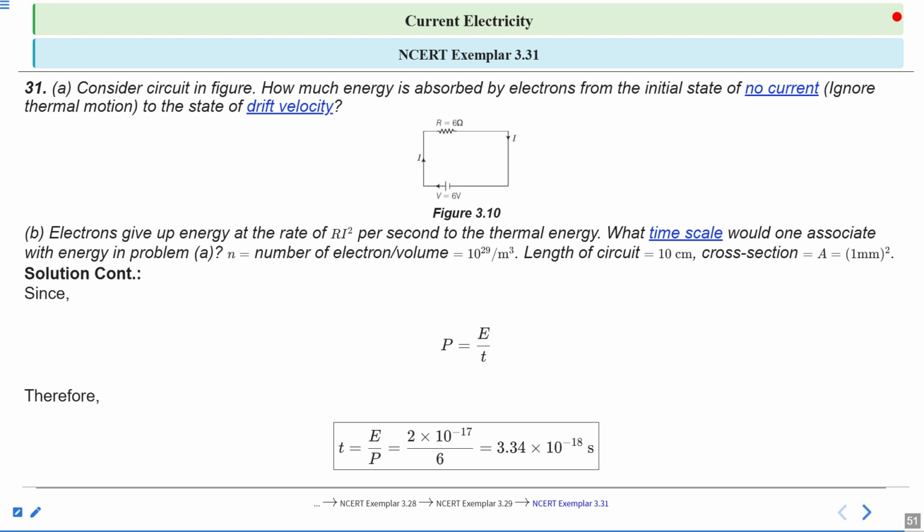So what is the energy absorbed? 2 into 10 raised to power minus 17 joule. And what is the power? Ri square per second, 6 joule per second, that is 6 watt. So dividing it will result in 3.34 into 10 raised to power minus 18 seconds. Got it? For that time scale, that energy is absorbed.